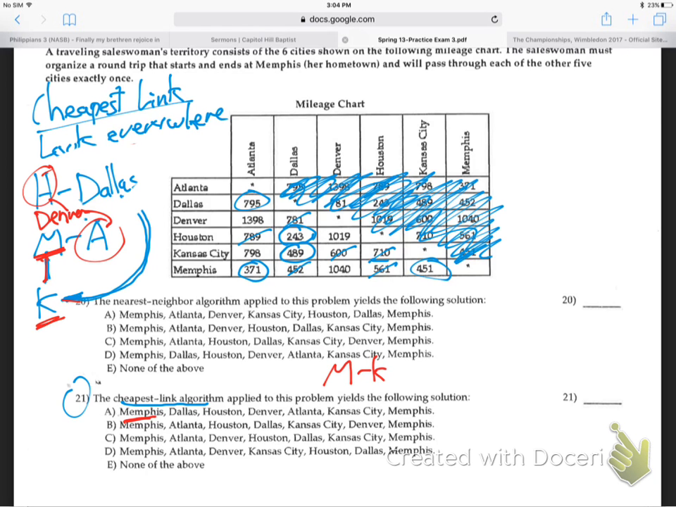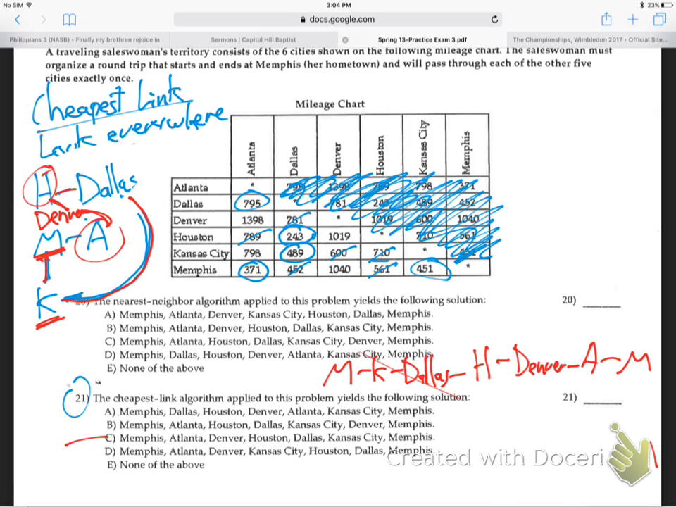Right, I went MK, follow it, Dallas, Houston, Denver, Atlanta, back to Memphis. See what I did there? Now I could have gone the other way. I could have, but it's the same thing reversed. Which answer is it?